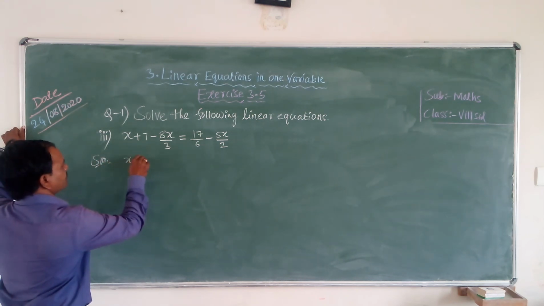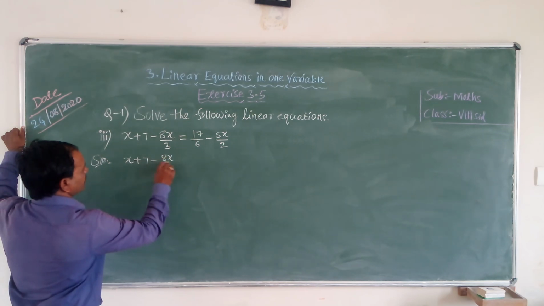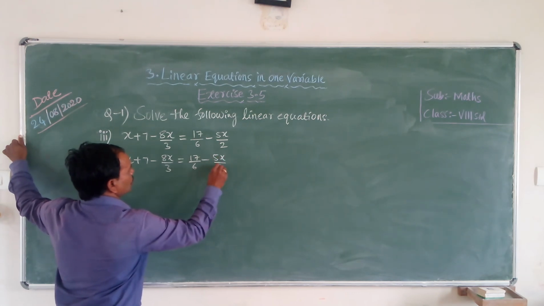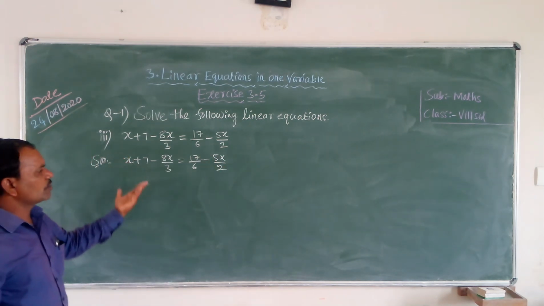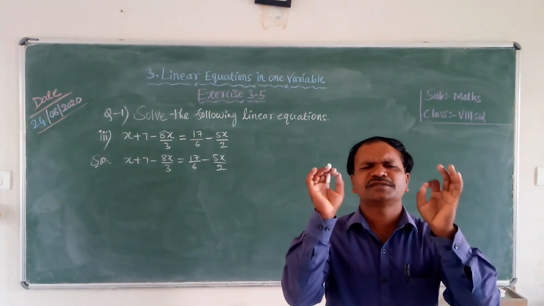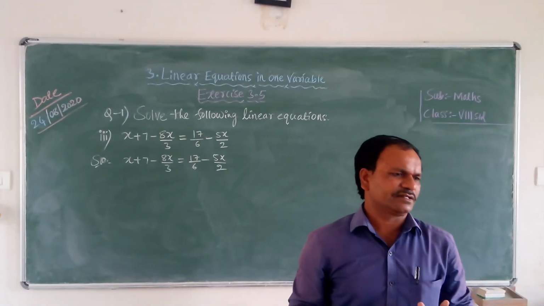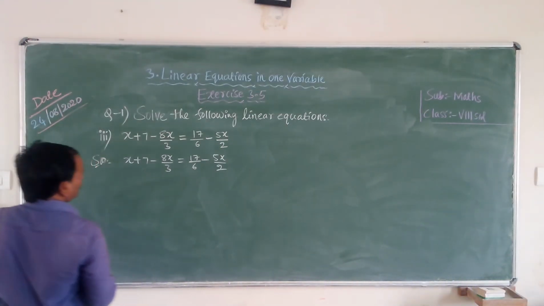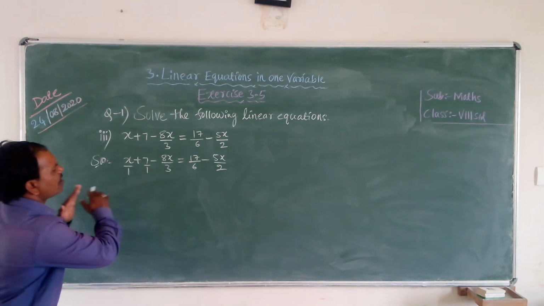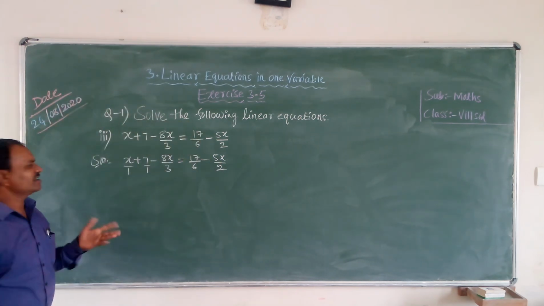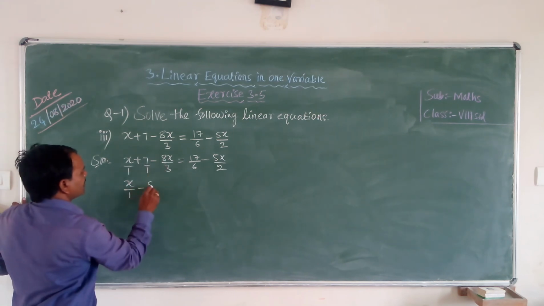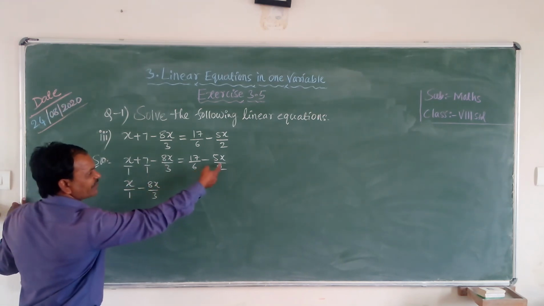Very simple technique. x plus 7 minus 8x by 3 is equal to 17 by 6 minus 5x by 2. So here a fraction number is there, here a whole number is there. How to solve, sir? The equation is very difficult, sir. Nothing, very simple technique. See here. So here automatically the denominator is 1, here also 1. Nothing inside. Both are equal fraction numbers. On one side x is x by 1 minus 8x by 3, and minus 5x by 2 is there.